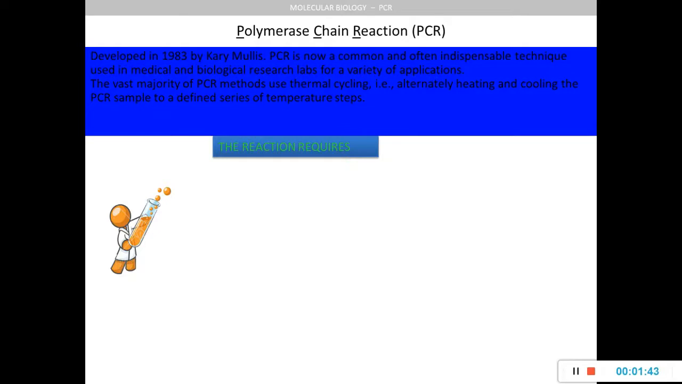PCR was developed in 1983 by Kary Mullis, and it is now a common and often indispensable technique used in medical as well as biological research labs for a variety of applications. The same technique can also be used in food microbiology labs. The vast majority of PCR methods use thermal cycling, that is, alternately heating and cooling the PCR sample to a definite series of temperature steps.